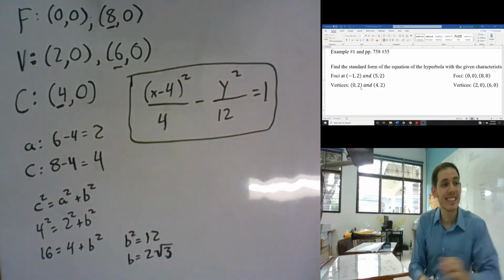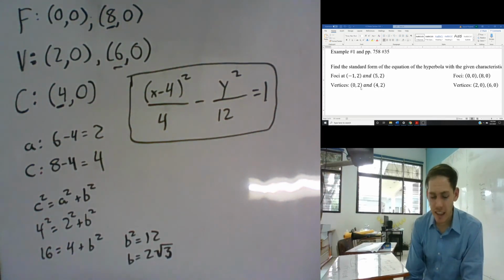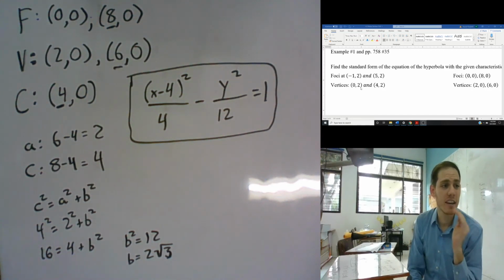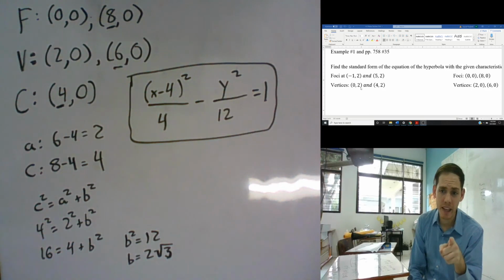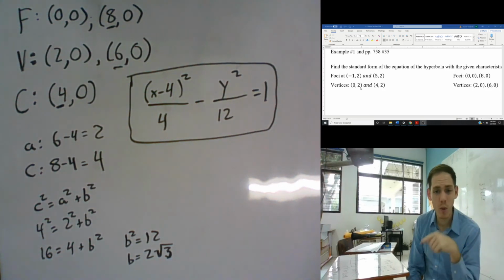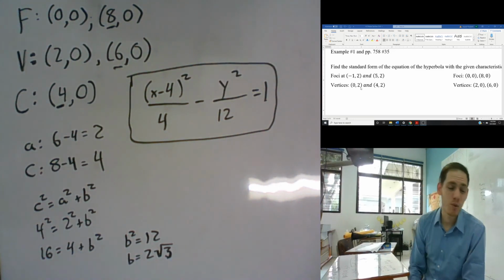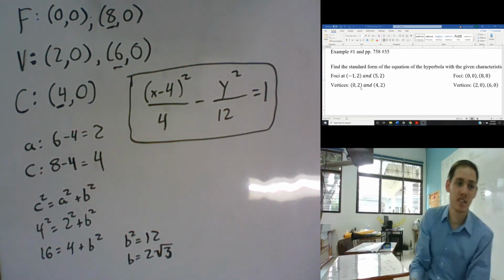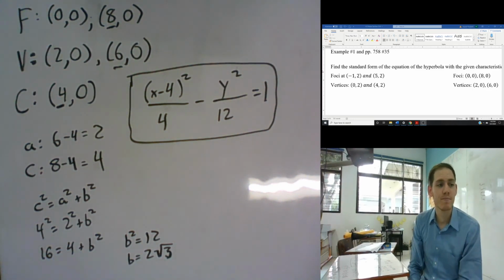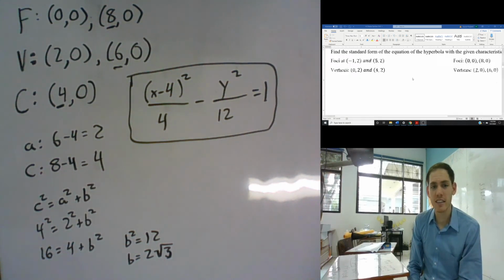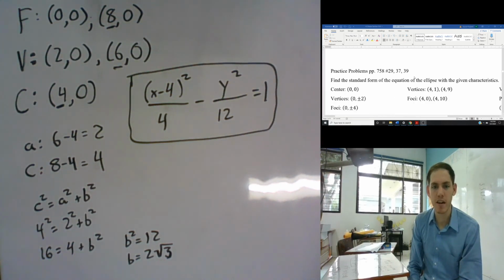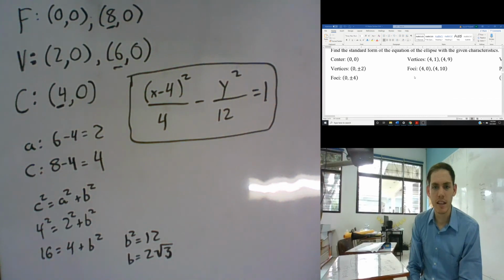Okay, finding the standard form of a hyperbola, especially these ones with just foci and vertices, is much easier, okay? The challenge will come in when you have it pass through a point, or there are some other ones that are going to be a little bit more challenging. So let's look at some of the practice problems, okay? Let's do a practice problem, okay?